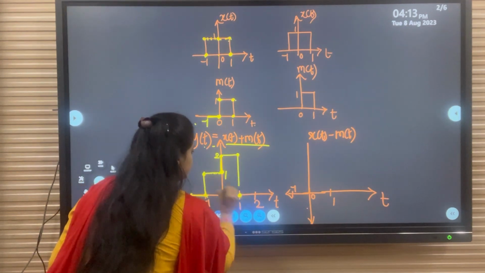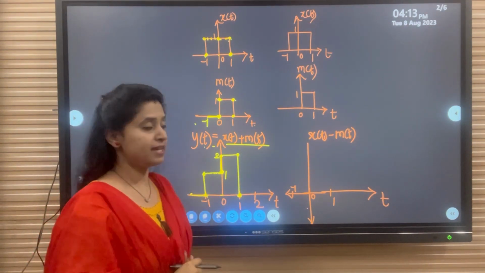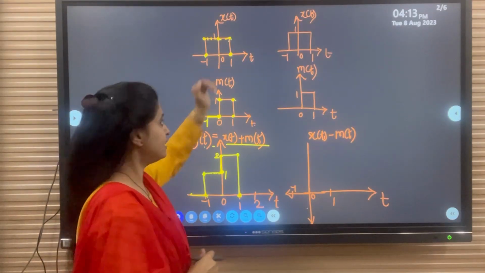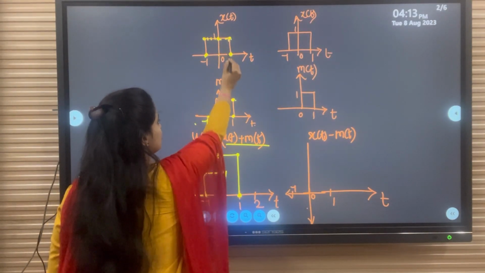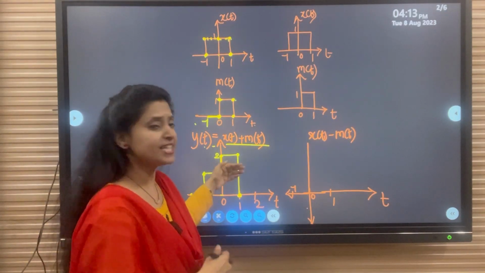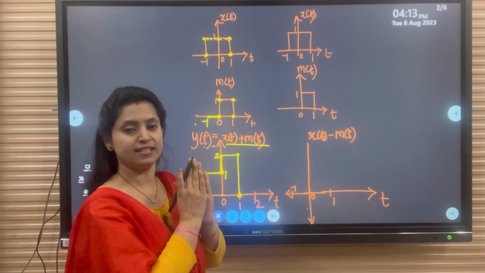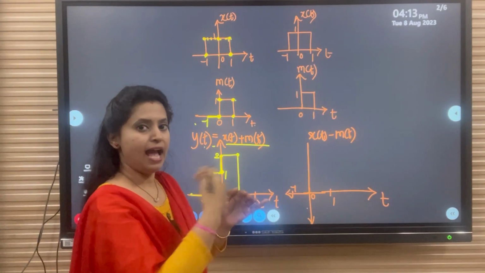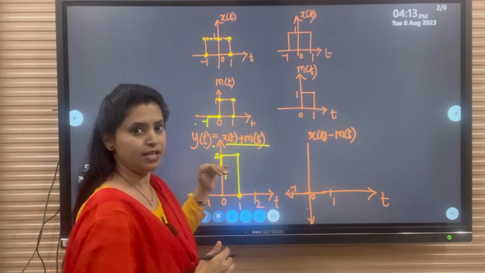So here is the transition from 2 to 0. Most of the students will make the mistake of adding this 1 with 0, this 0 with 1, and then showing that the addition is equal to 1. Such types of mistakes can happen. Remember, you have to consider the continuity of the signal, and the starting point and ending point, and accordingly you have to add.